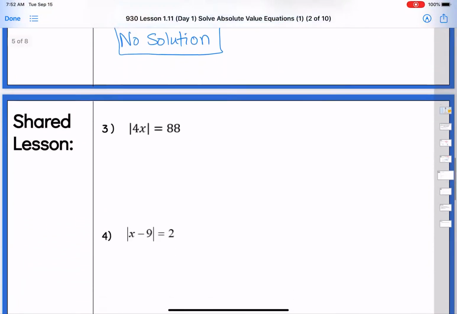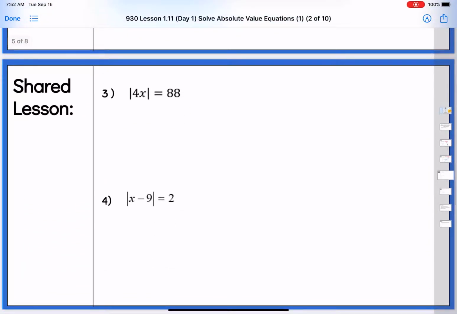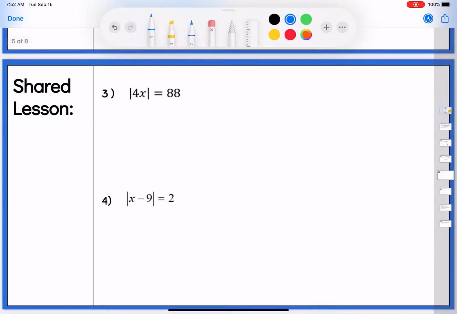All right, now those were very basic, just x inside the absolute value, but we know that we can get a little more complicated than that. So here's where it starts to get tricky. So now I'm trying to think of what values could I have for x here when I have the absolute value of 4x equals 88. What numbers would I plug in for x so that after I plug it in and simplify this, that number, the distance from 0 has to be 88. So this is sometimes a little bit tricky for students to wrap their brains around.